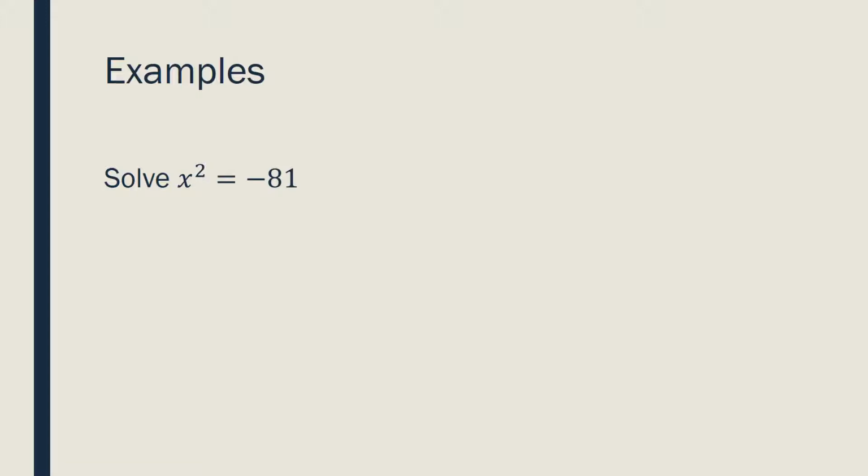Now we've been asked to solve this one. We've got a negative 81. However, in this case, because we can't have a square number equaling a negative, we're going to say that x is undefined, because you can't multiply two numbers that are the same together and get a negative.